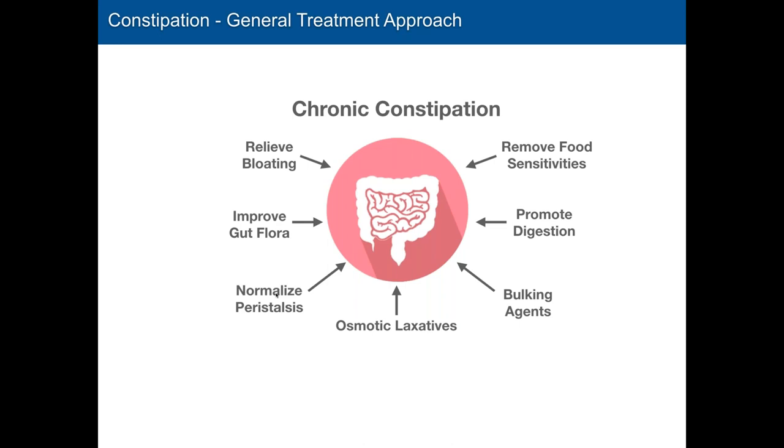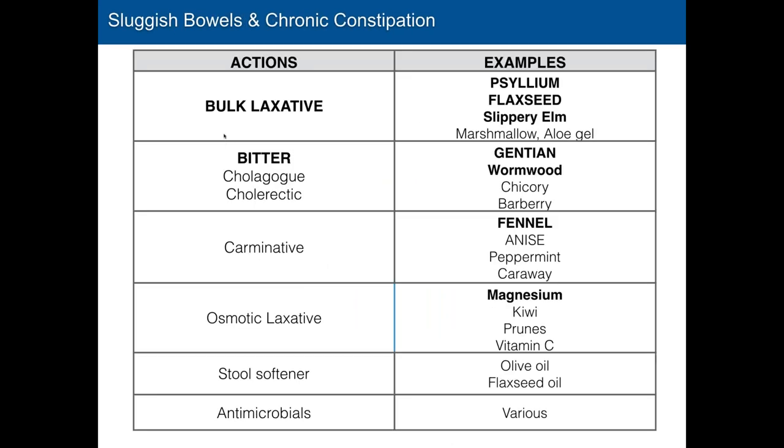They might get some cramping pains. You could give some carminatives. They're never bad to say, look, if you get a little bit of bloating and cramping, take some peppermint chamomile tea. Probiotics are always a good thing. You may have to give antimicrobials depending on what's going on as well. And then relieve the bloating with, again, carminatives. Okay. So there's your bulk laxatives, different options you've got there.